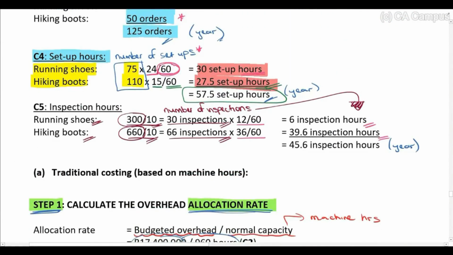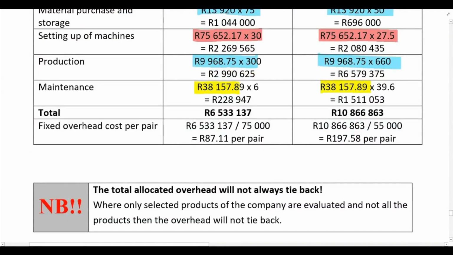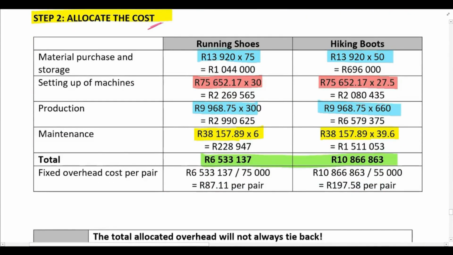So always just go back to your calculations. 6 inspection hours, 39.6. And all you've done, guys, is you've taken the total overhead cost. What was that cost in total? 17.4 million. And you can see you've split it between the two different products. But now, just instead of splitting it using machine hours, we've actually looked at appropriate cost drivers, and it's a much more accurate split. All right.